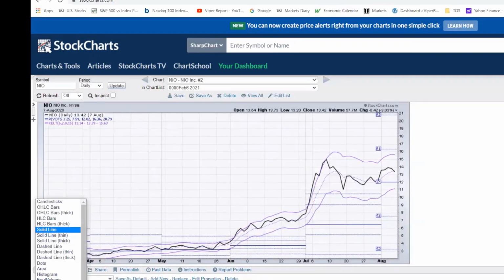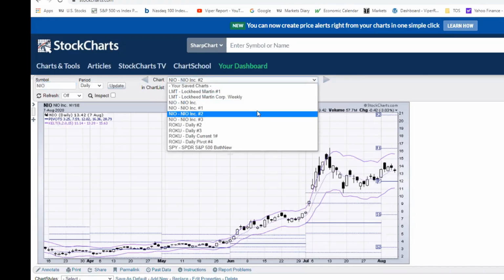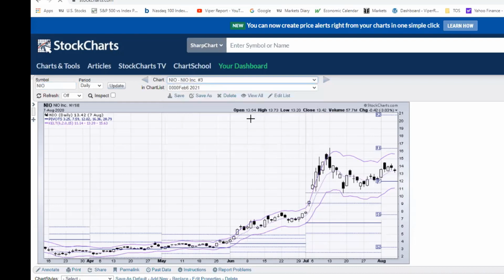So let's change this back to candlesticks. Okay, so you're looking at this market, and you can see we've had a really nice run, another pause. So you can look at going into August. You have a target here at 16.50, and then just under 21. So I think the next chart will take us forward in time, hopefully.